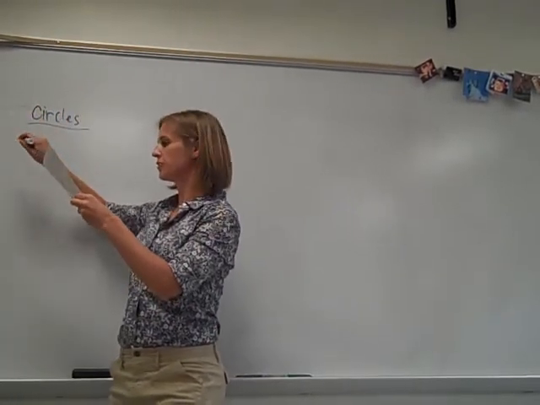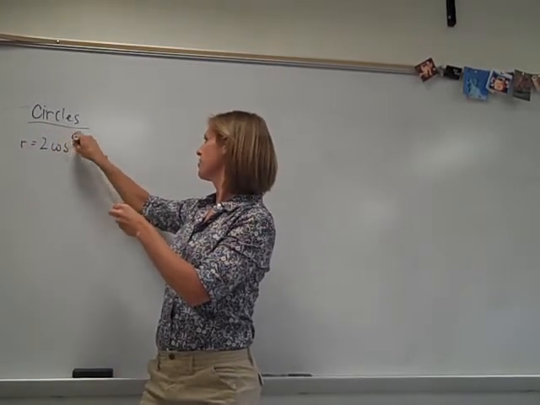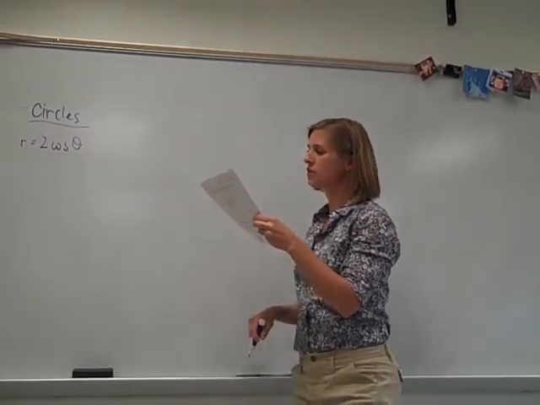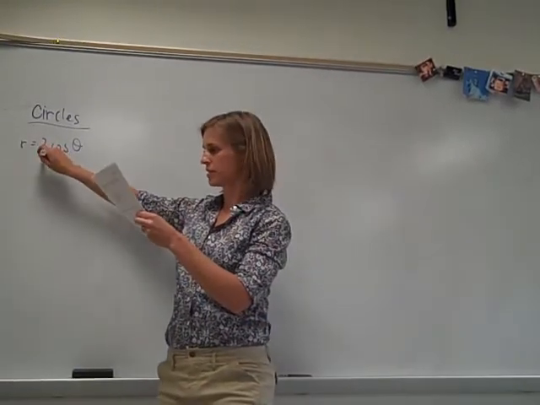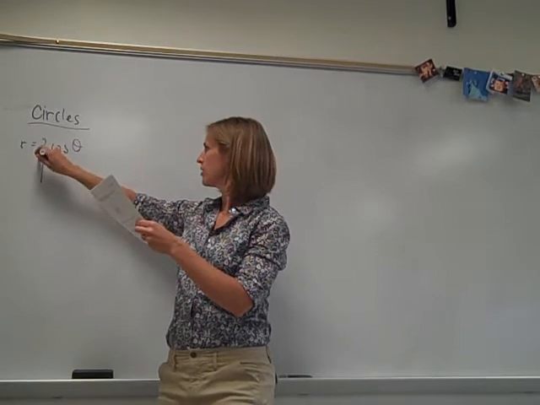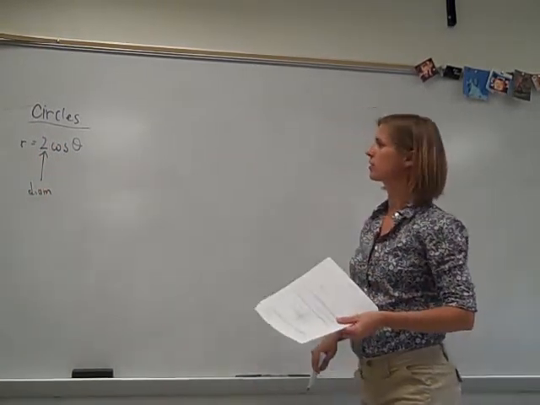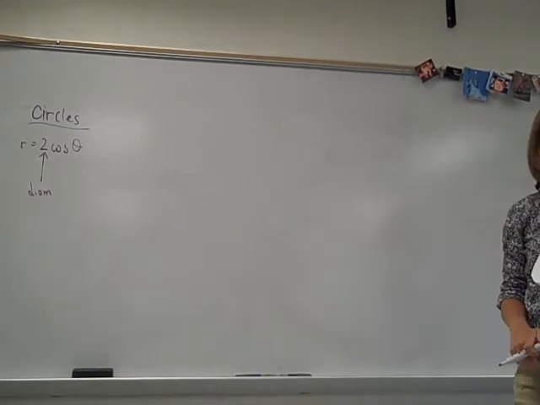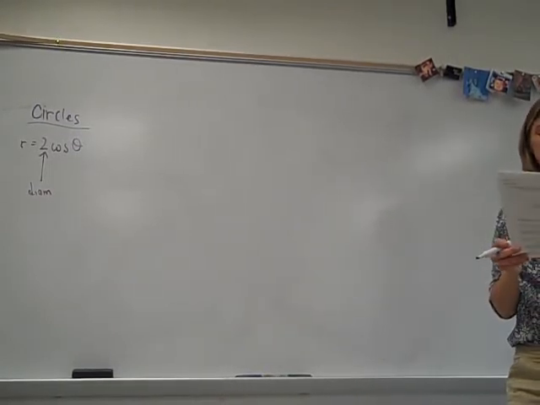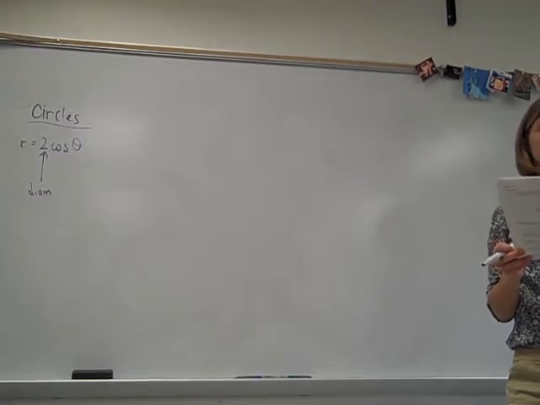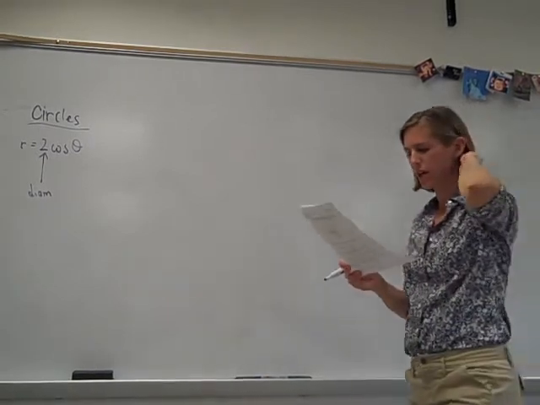Circles are the form r equals 2 cosine theta, or 3 cosine theta, or whatever. And this number is the B, right? This represents the diameter of the circle. What about the height? Because that's the diameter and it's a circle, then whatever half that is, it's going to be the same that way.